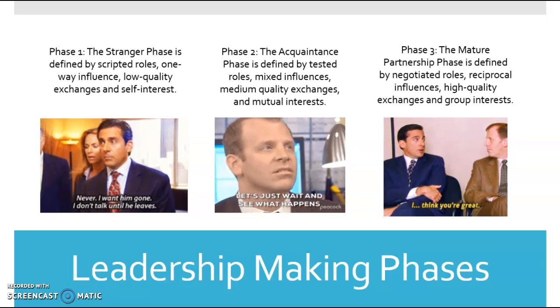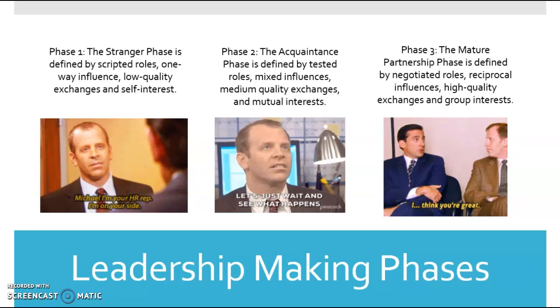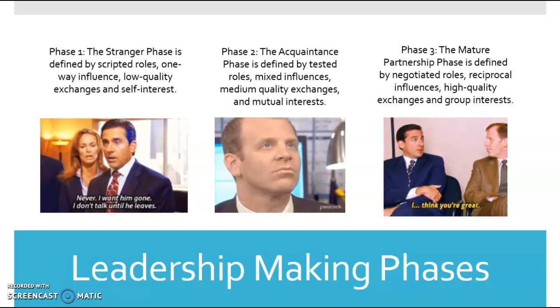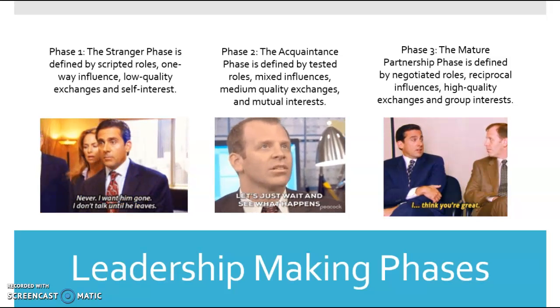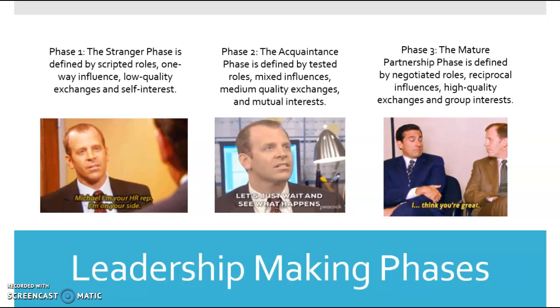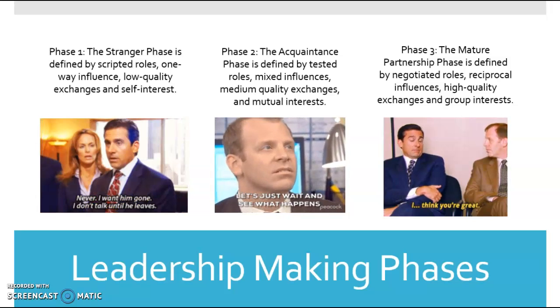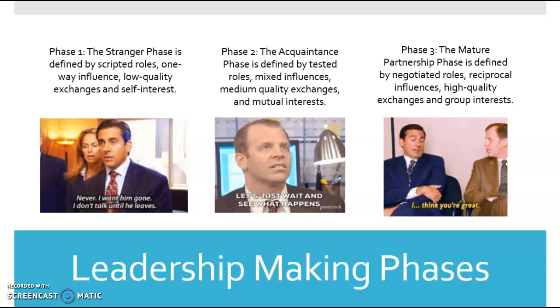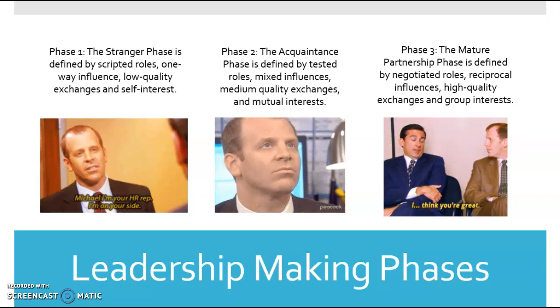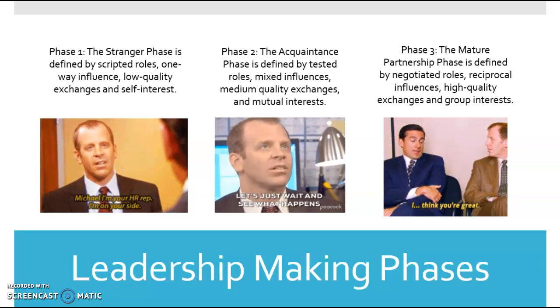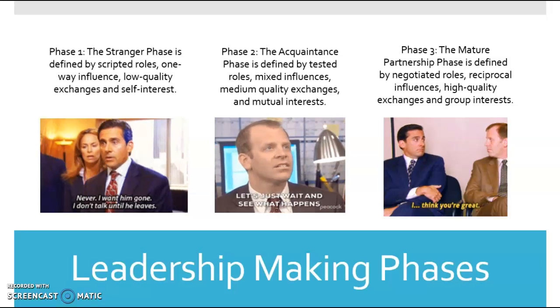Phase two is a little bit warmer. It's called the acquaintance phase, and it's defined by mixed influences, medium quality exchanges, mutual interests. And then phase three is ultimately where you want to be. So the mature partnership phase is defined by negotiating roles, high quality exchanges, and group interests.